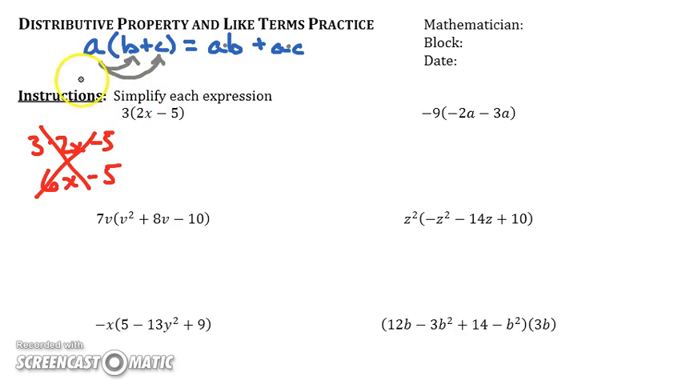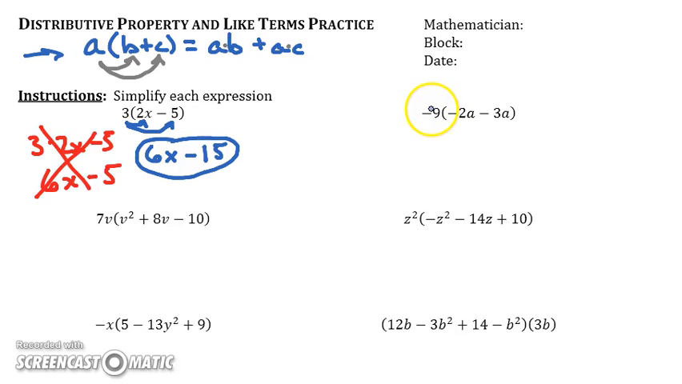Instead we have to use this distributive property, and we're going to distribute 3 to the 2x and 3 times 5. So 3 times 2x will be 6x, and then 3 times 5 is going to be 15. We have a subtraction sign in between them, so that subtraction sign is just going to come down. There is a reason why the subtraction sign comes down even though there's an addition sign up here. I'll talk about that in a later example. So this is 6x minus 15.